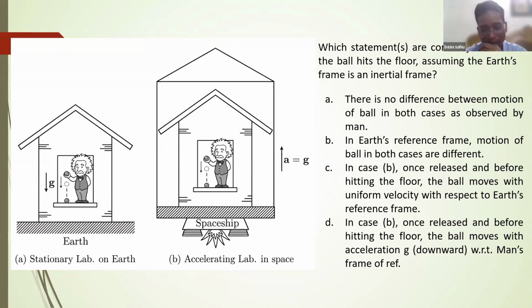No, it is absolutely correct, obviously. Are you considering pseudo force here in case of B? In the case of B, the statement that was given was that in the reference frame, the motion of the ball in both the cases is different. So what I thought is that an outside observer is an inertial frame, so he should see the ball coming down with a uniform velocity.